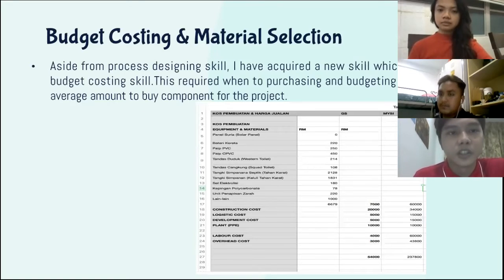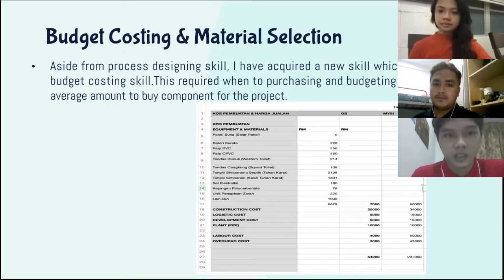Okay, for the budget costing and material selection, in this section, I acquired a new skill, which is budget costing, and when to buy components for the project, and also learned how to select the exact materials for this project.